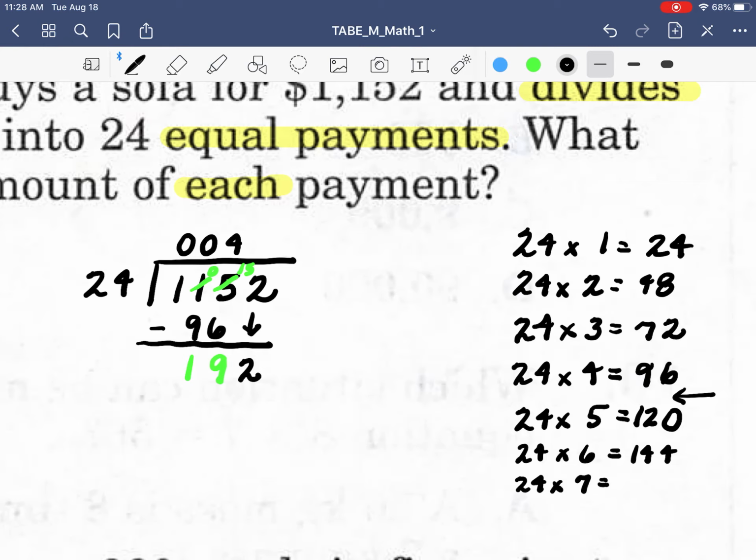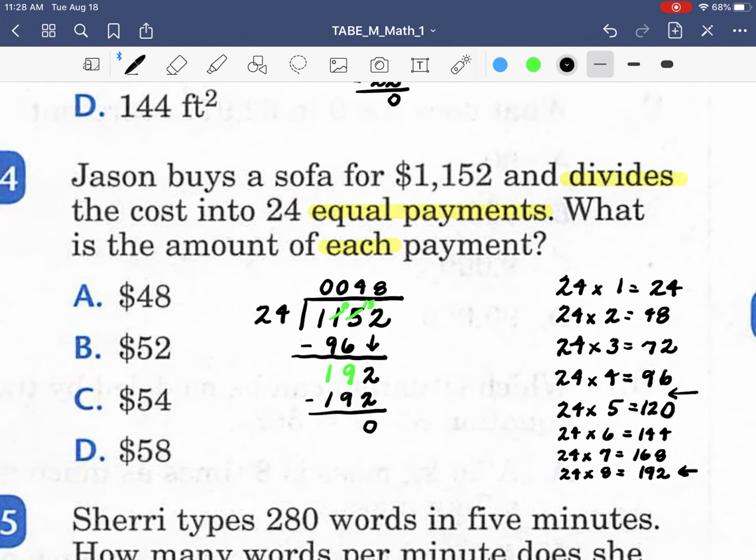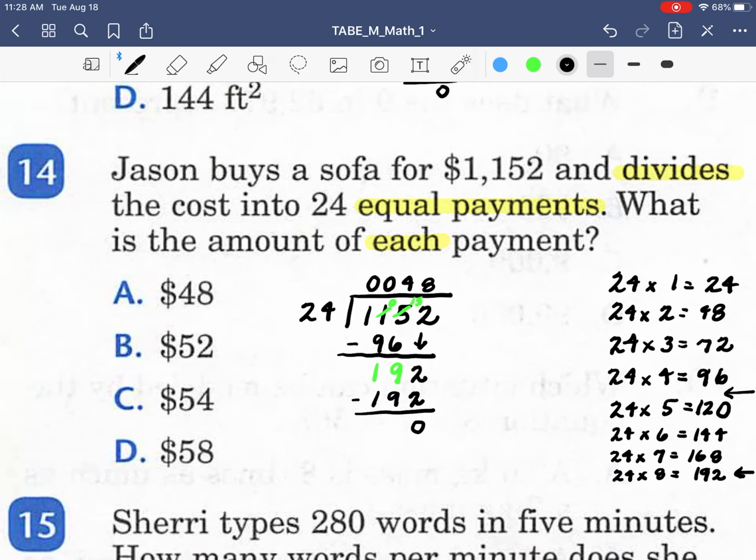24 by 7. We're getting closer, and remember 9 is the farthest that I can go. If you have to go over 9, something's wrong. There it is. 8 times for exactly 192. So each payment on number 14 is $48.